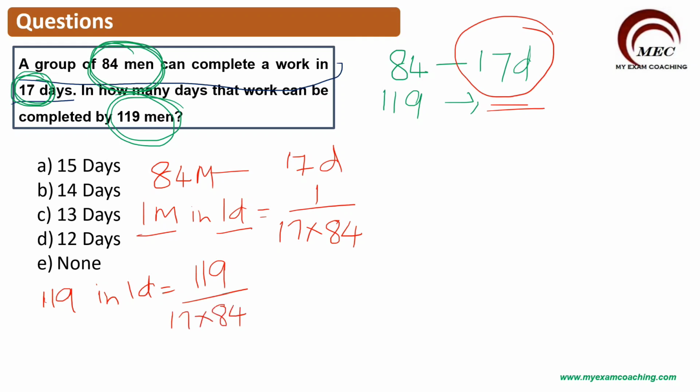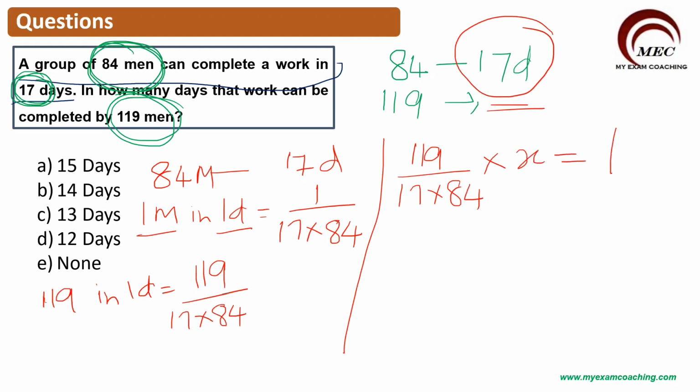So in how many days will they complete it? Let us take that they will complete it in X days. That means 119 by 17 into 84 multiplied by X days, the work will be completed. That is equal to 1. Work completed means the value is equal to 1.